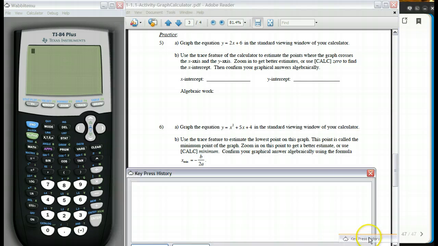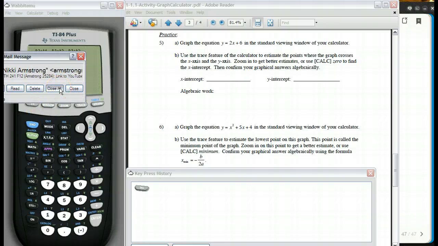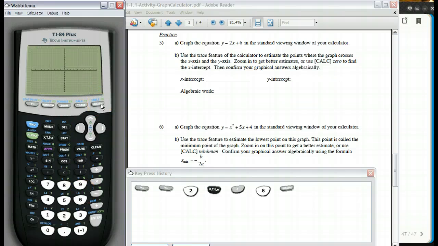Let me make sure I get my key press history up for you to see. There we go. Now I'm going to enter y equals 2x plus 6. So I hit y equals, and then I enter 2x plus 6, and I've got my equation entered here. Once I've got that entered, I can hit the graph button.